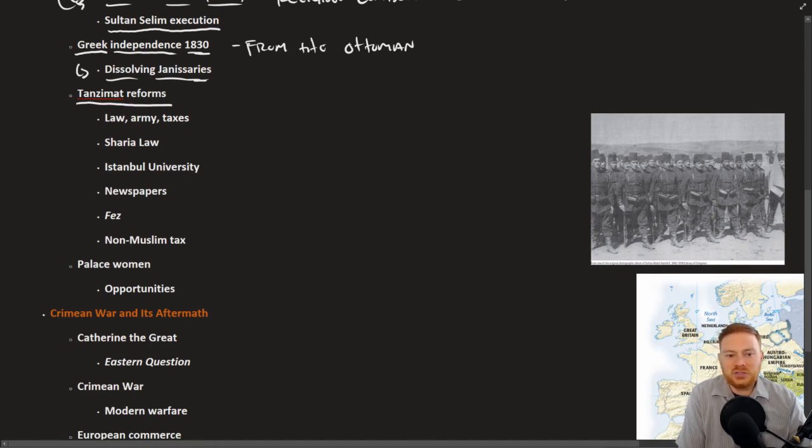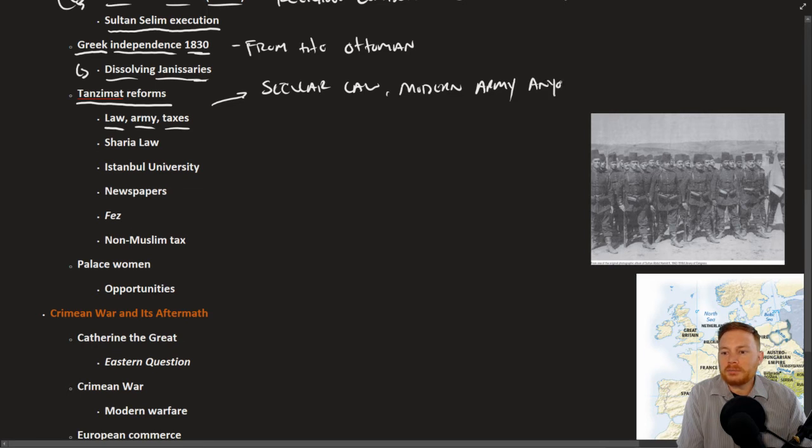So again, Tanzimat is just a term used to describe some of those individuals who wanted to push forward with these reforms, including some of the sultans. The reforms included reforms to the law, army, and taxes. So what we mean by this is maybe a more secular law. Secular means non-religious. A modern army. Not an army of Janissaries, because they're gone, but an army in which anyone can serve. Right? Conscription. Not a protected class like the Janissaries were.